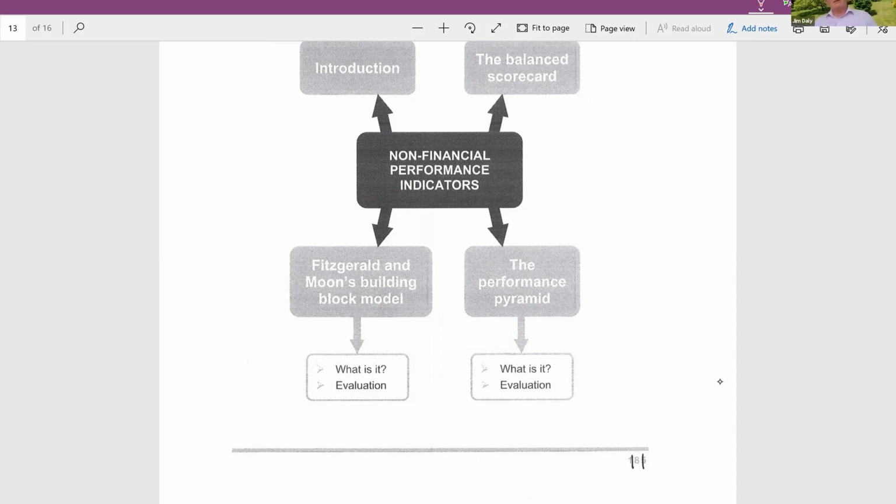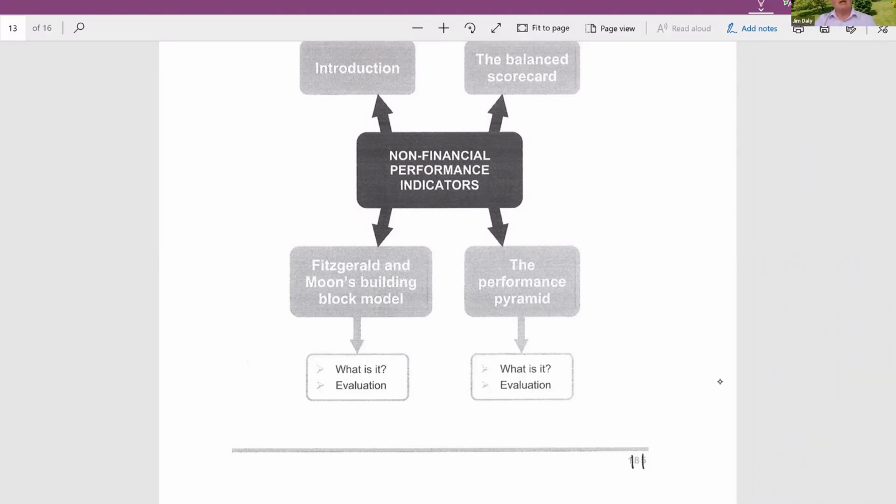The performance pyramid also comes into play, and that again links the bottom of the pyramid to the top of the pyramid by looking at criteria that might be used in evaluating the performance of a business.